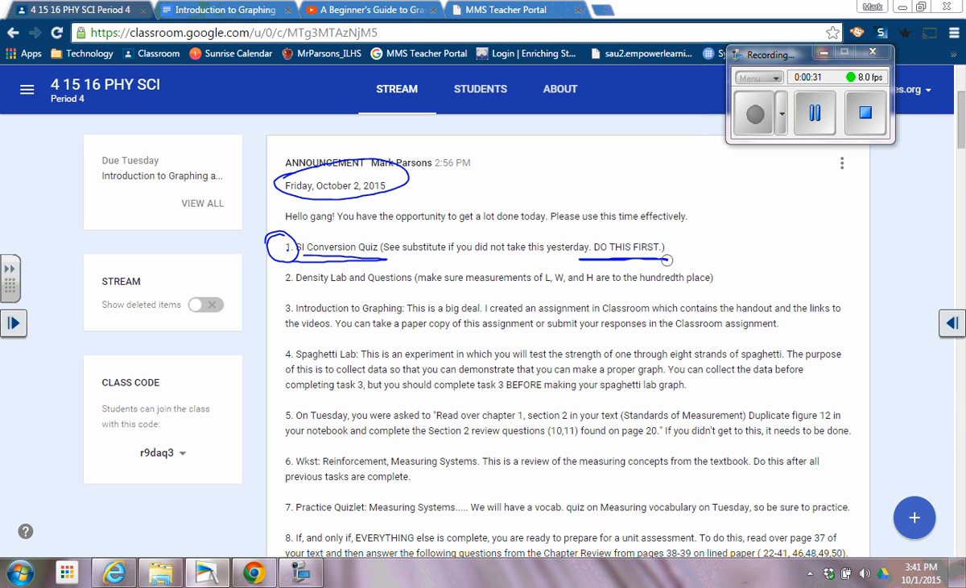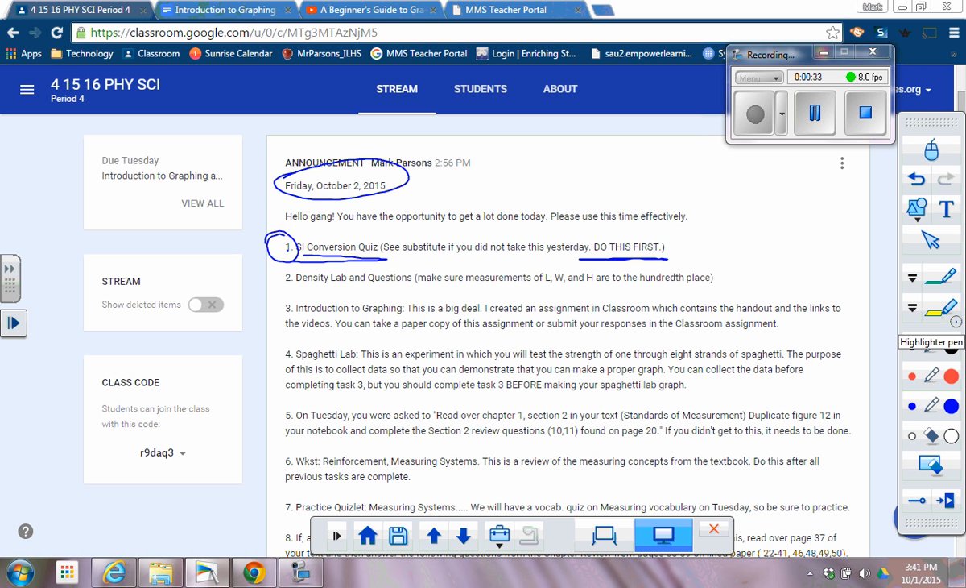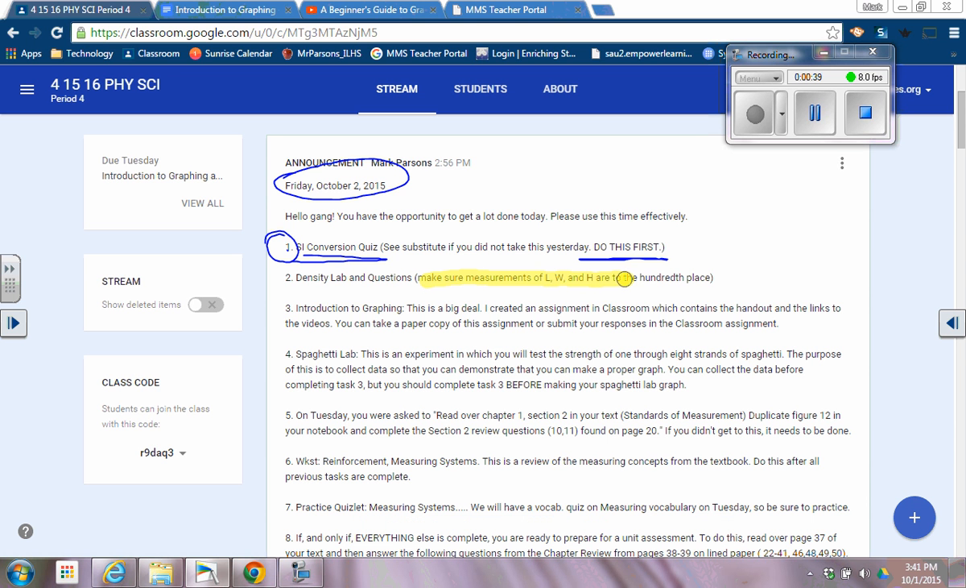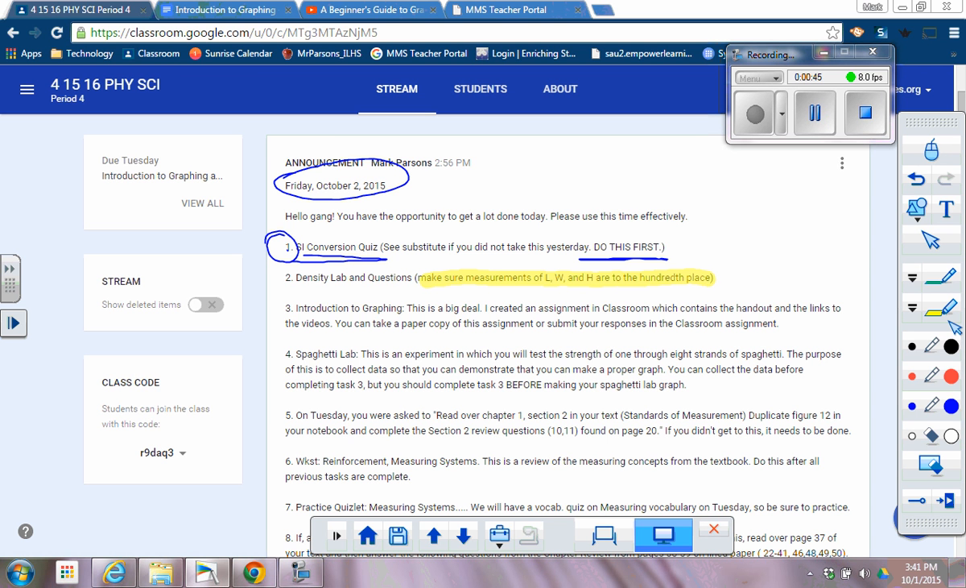Second on the list, your density lab and density lab questions. If you conducted this investigation already, that's great, but you have to make sure your measurements of length, width, and height are to the 100th place. That's 2 decimals. If you did not, then you forgot everything that we learned about how to measure, and you sort of need to go back and do that again because your accuracy is compromised when you only went to the 10th place.